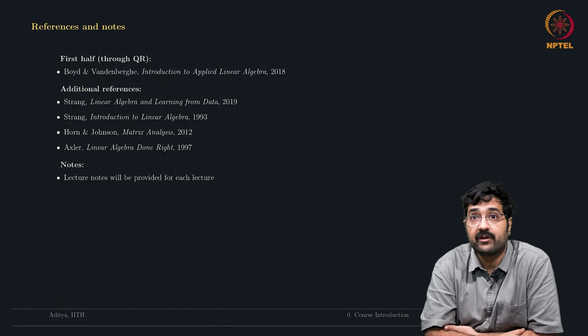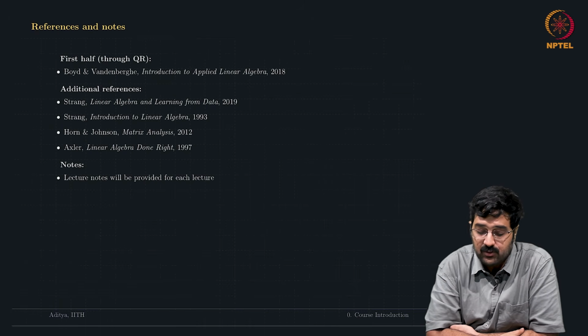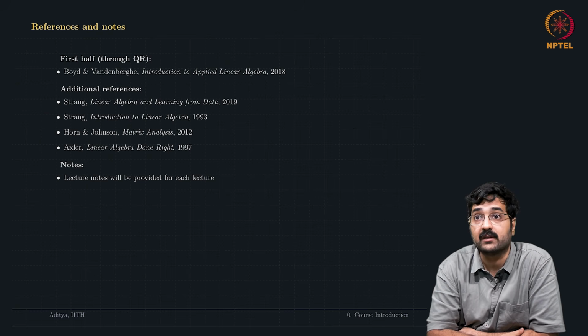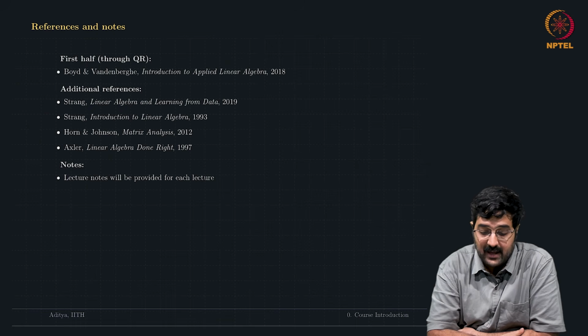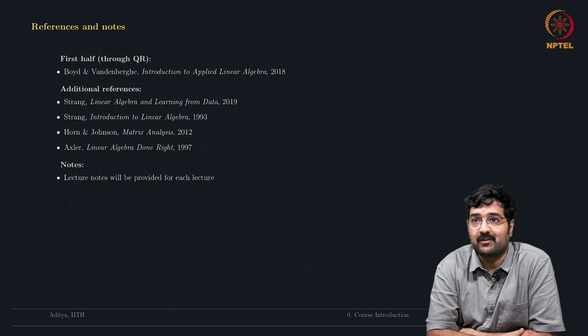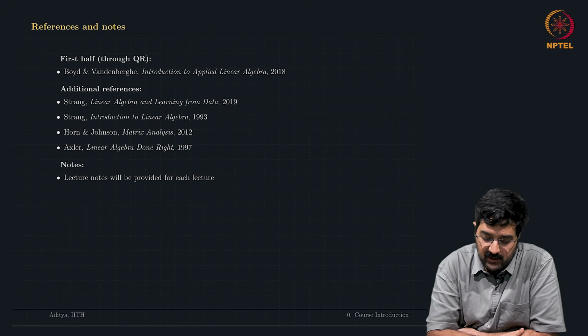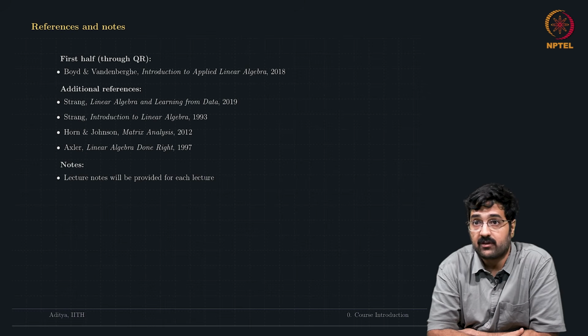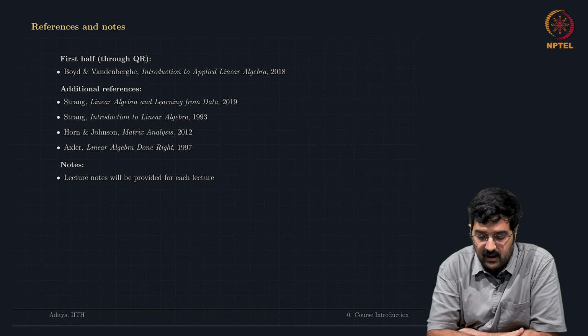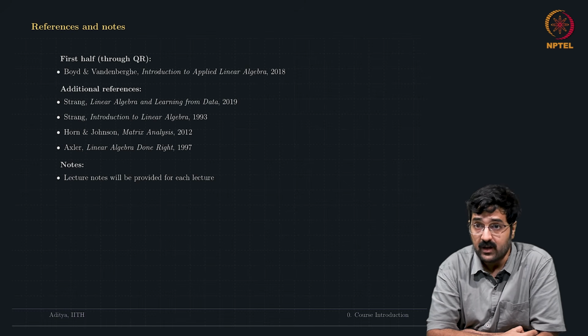A final note on references. So these are the textbooks suggested as references for the course. The first half of the course follows the first textbook in this list very closely. Up to the QR decomposition largely follows Professor Boyd and Vandenberghe's text, Introduction to Applied Linear Algebra. The example based approach also draws heavily from this textbook. I have also listed some references which are useful for the rest of the course, including Strang's text, Horn and Johnson's Matrix Analysis, and Axler's Linear Algebra Done Right.